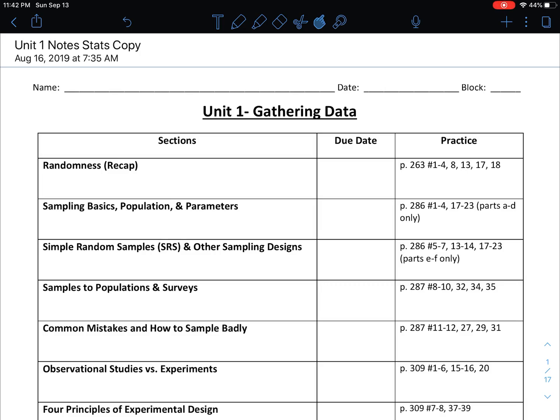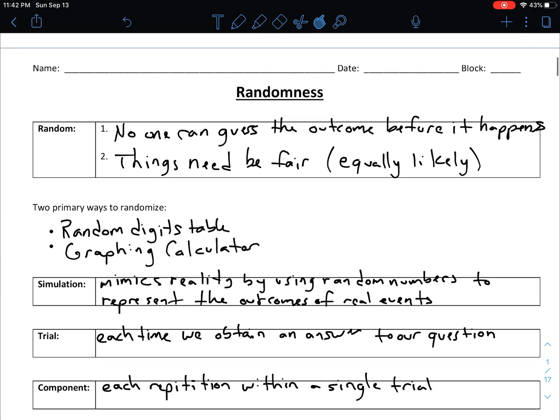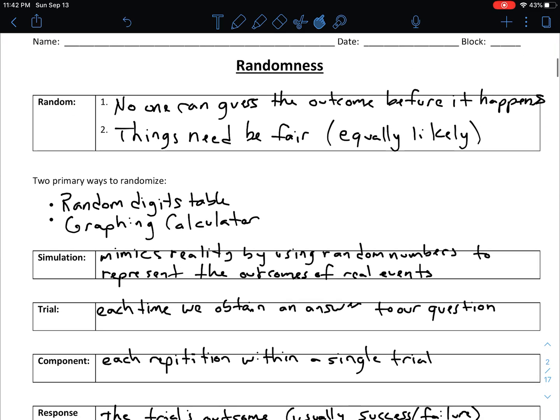All right, this is our first lesson in our Unit 1, which is all about gathering data. Today we're going to be talking about randomness. In order for something to be random, it needs to have two things be true. The first one is that no one can guess the outcome before it actually happens. So, there is no way that you can predict the outcome.